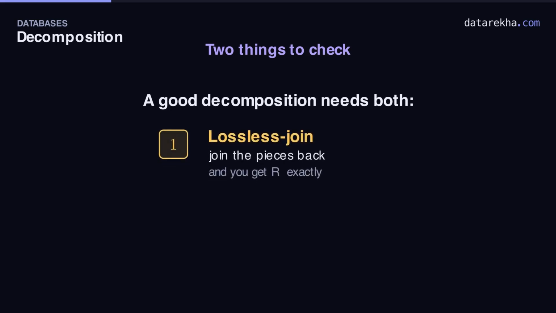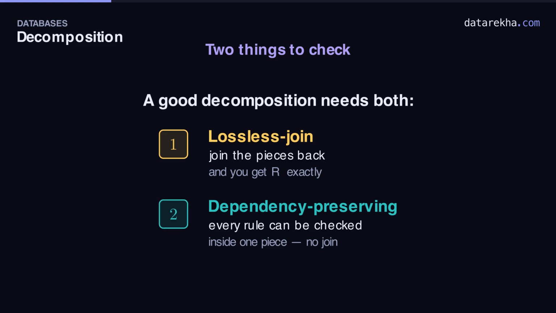First, lossless join. If you take the pieces and join them back together, do you recover exactly the original rows? No rows lost. And, just as important, no extra rows invented. Second, dependency preserving. Can you still enforce every one of your original rules by looking inside a single piece, without ever having to join tables back up to check?